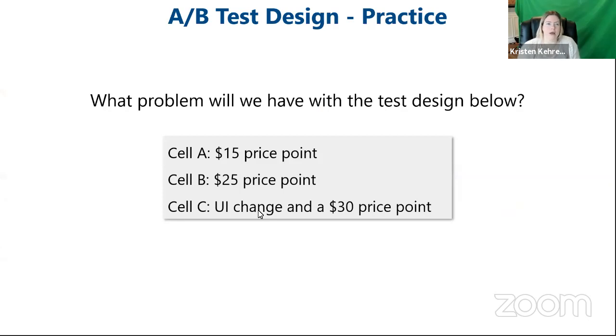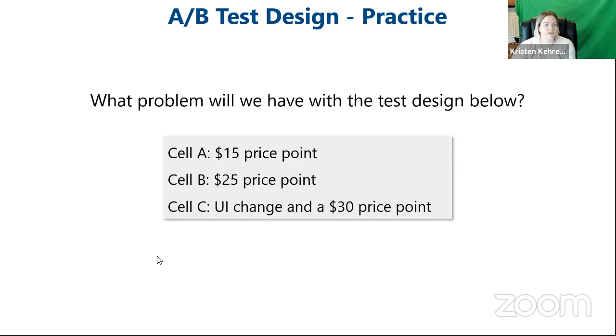Okay. So quickly, just in the chat, what is the problem that we have with the test design below? So we have cell A, that's a $15 price point for a product. In cell B, we have a $25 price point for the product. We can assume that cell A is the control and cells B and C are the test experiences, right? So if I wanted to test these three cells, what is the problem with this test design?